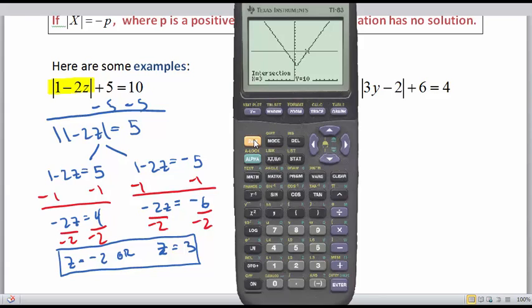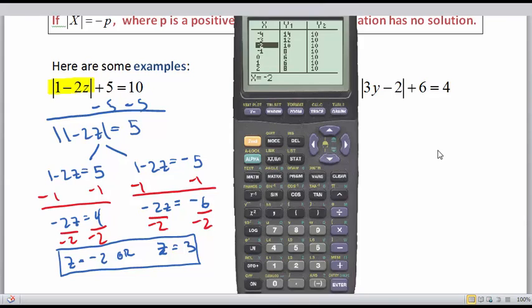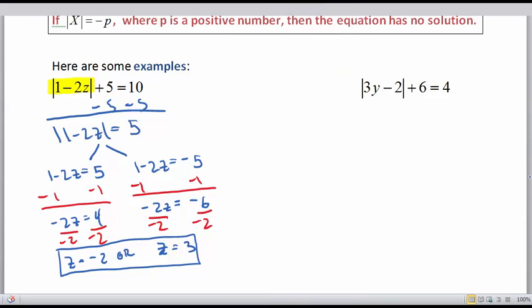And I mean, how can you check it numerically? Just go to the table. And you're looking for where y1 and y2 are equal. So where are y1 and y2 equal? Well, they're equal right here when x equals 3. And if I scroll up, they're also equal here when x is negative 2. Okay, so my solutions would be negative 2 or 3. So that was my first example.